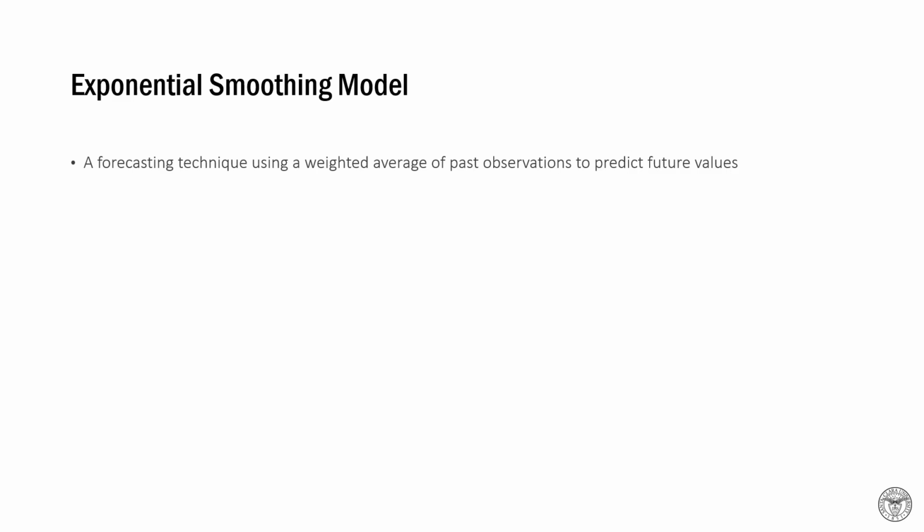Unlike simple moving averages, which assign equal weight to all periods, or weighted moving averages, which assign arbitrary weights, exponential smoothing assigns exponentially decreasing weights to past data. This means that more recent data points have a greater influence on the forecast, while older data points have less influence, but are never completely discounted.